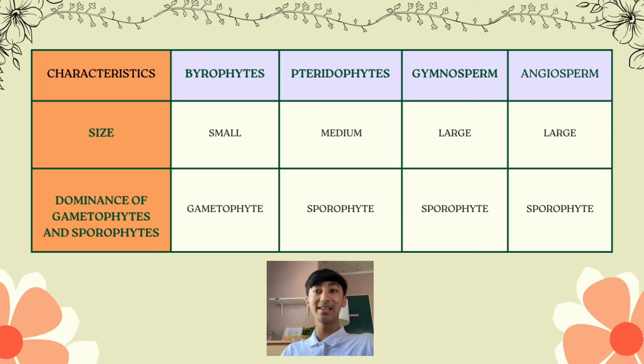Okay, the second characteristic is dominance of gametophytes and sporophytes. For bryophytes, the gametophyte part is more dominant compared to the sporophyte. It is because the gametophyte part is much larger than the sporophyte part, and the gametophyte is also long-lived compared to the sporophyte. It is a different case for pteridophytes, gymnosperms and angiosperms. For them, the sporophyte is more dominant compared to the gametophyte, because the sporophyte is much larger and long-lived compared to the gametophyte.